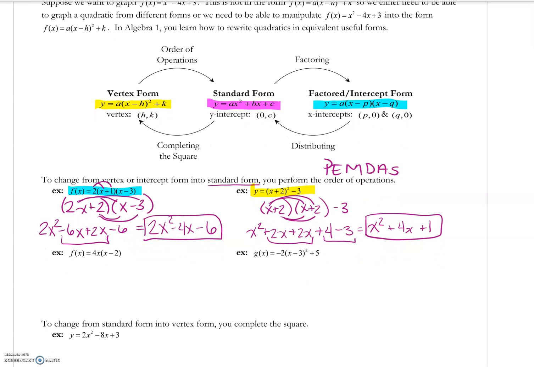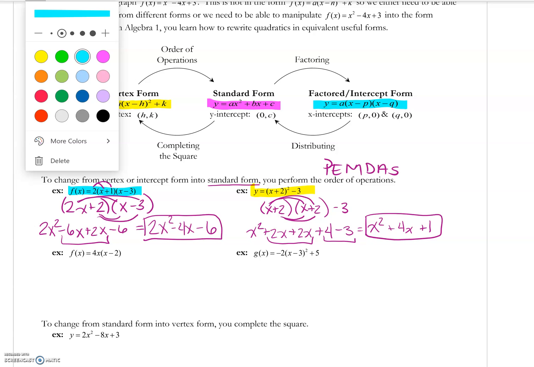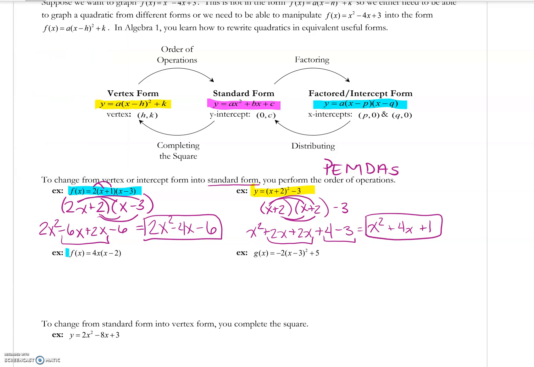Okay, trying the next two, well, this next one is in factored form. Again, the way I know it's in factored form is because I see multiplying, but I don't see anything being squared like in vertex form. So to get it into standard form, I'm just going to do order of operations by distributing the 4x. 4x times x is 4x squared, and 4x times negative 2 is negative 8x. Those two things are not like terms, so I'm done.